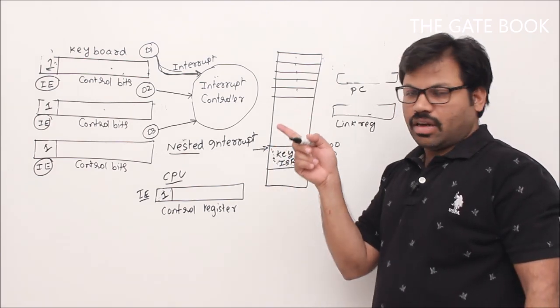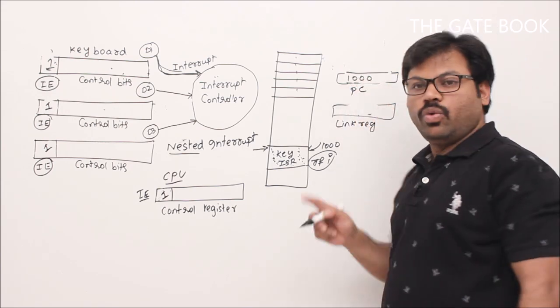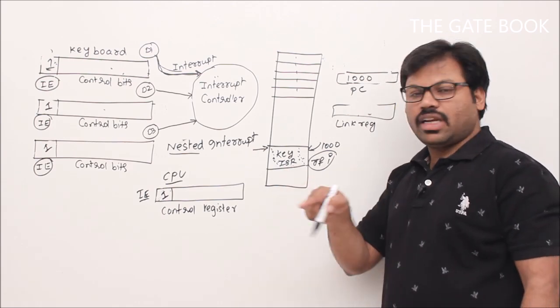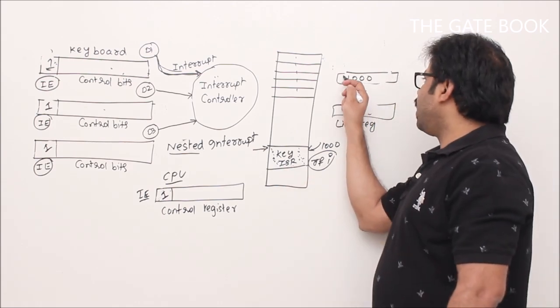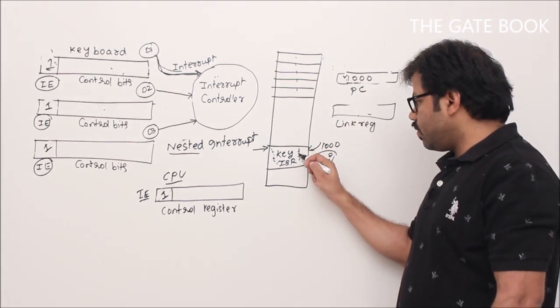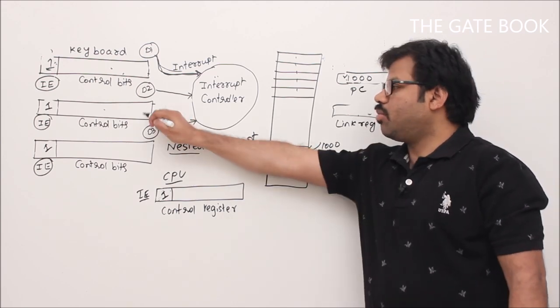Already we have seen that model, right? Assume that address is 1000, through the interrupt vector table. Do you remember? Through the interrupt service routine table, we pick the right address. Everything is fine. After that, you execute the interrupt service routine. While you are executing the interrupt service routine, another interrupt might come.